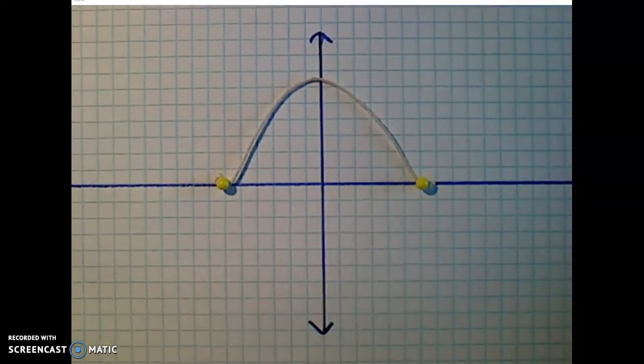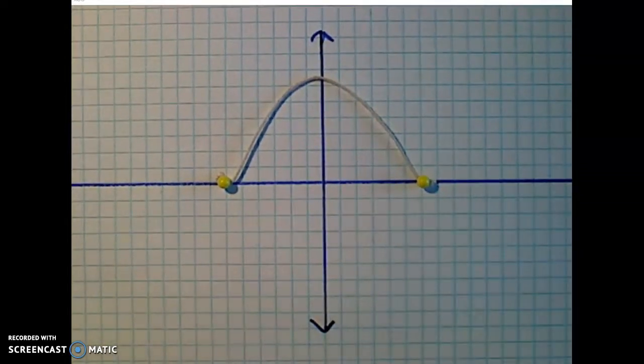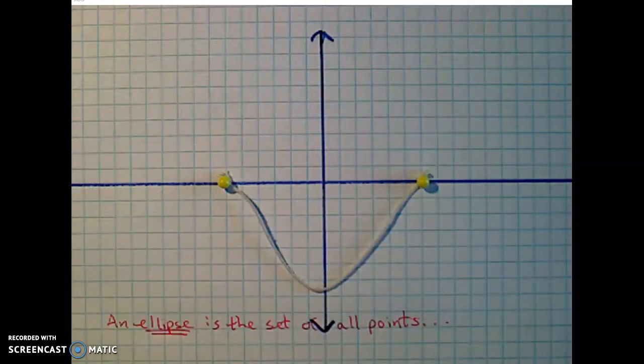So this is the definition of an ellipse. Let me jot it down for a second so you can think about this as we create an ellipse. We define all conic sections in terms of distances. If you remember, a circle is the set of all points whose distance from the center is always the same. A parabola is the set of all points whose distance from a focus and a directrix is always the same.